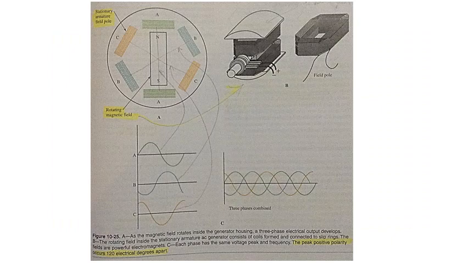Three-phase generators. The most common generator used in production for electric power is the three-phase generator. It consists of a rotating magnetic field inside 3 sets of windings. For this, see figure 10-25 on your screen, part A.